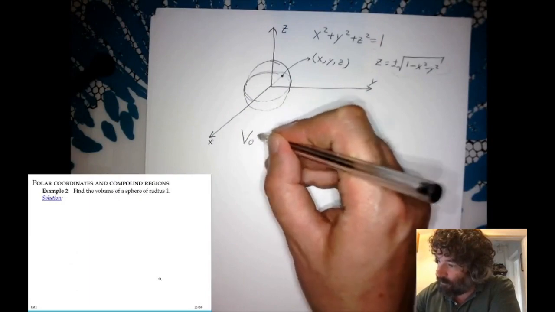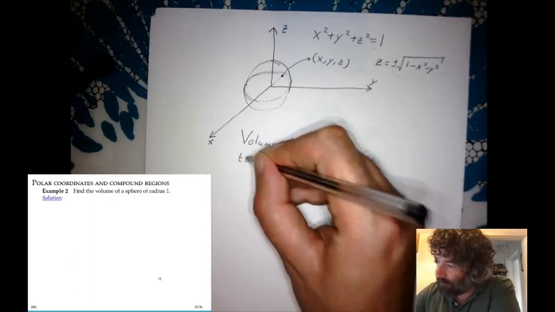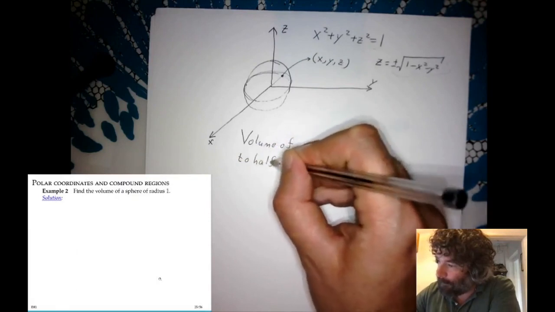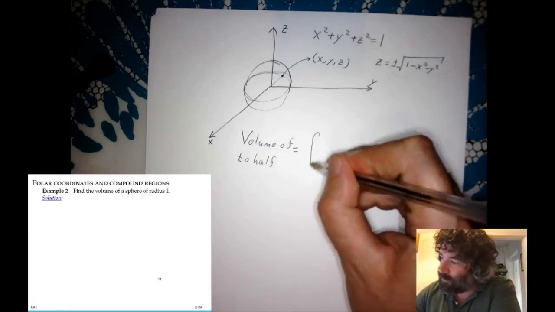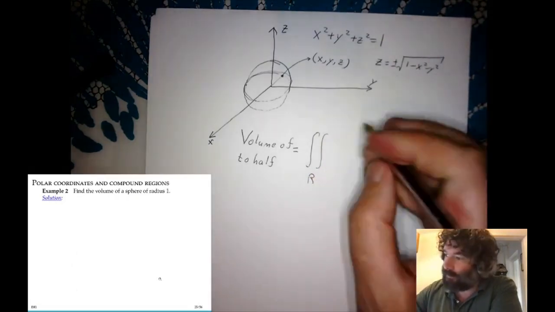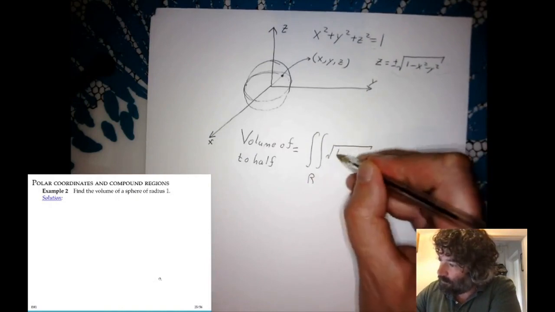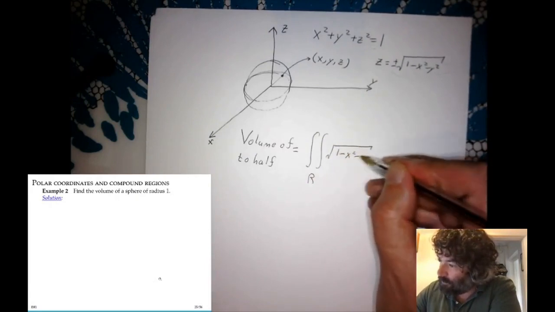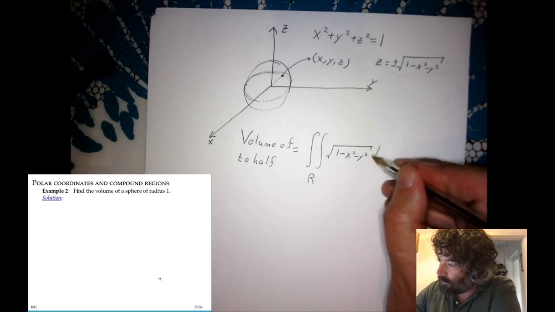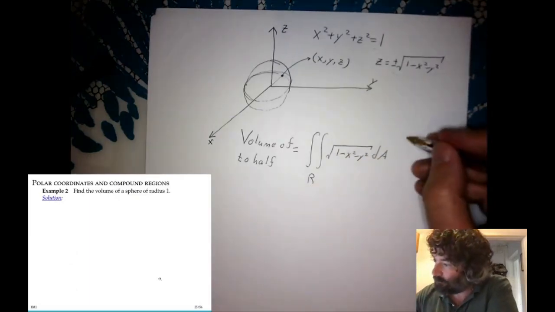So volume of the top half is equal to the double integral over the unit disk, which I'll call R, of square root 1 minus x squared minus y squared dA. And R here is the unit disk.